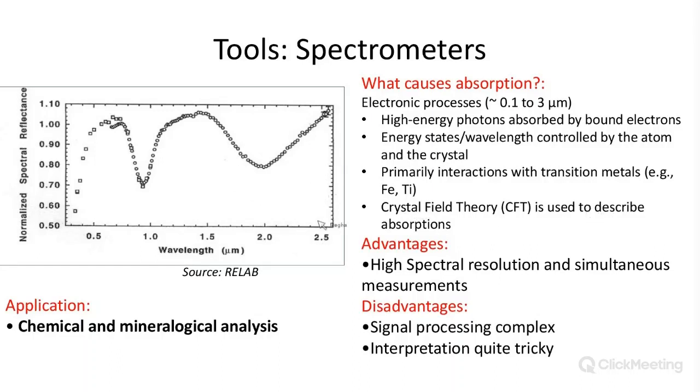So the advantage of this kind of spectroscopic observation is that it has high spectral resolution and simultaneous measurements. But the disadvantage is that the signal processing of these instruments is complex and interpretation is quite tricky, because you need some kind of in situ information. And you also need a very good understanding of other processes which can influence these absorption bands.